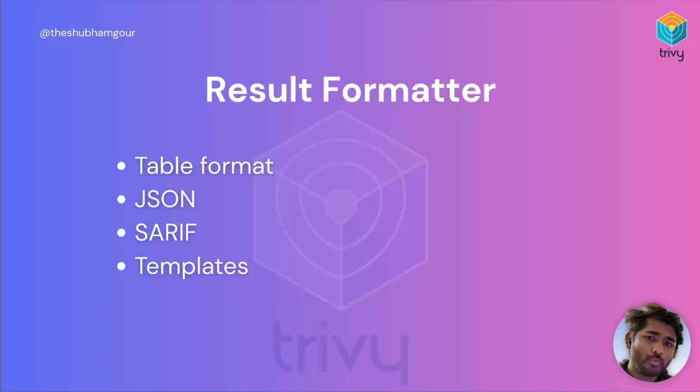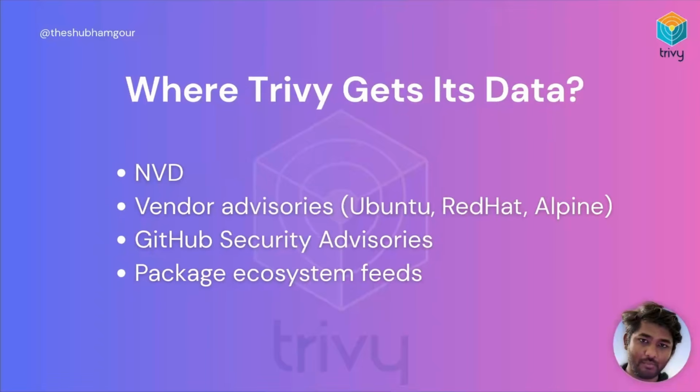Now, what sort of output can we expect? It can be a tabular format output, it can be a JSON output, it can be a SARIF output, it can be output in a template. We will be seeing the output in templates as well. I will show you how you can generate a beautiful PDF report or an HTML report when you want to run a scan against an image, right? So yeah, that was the report formatter.